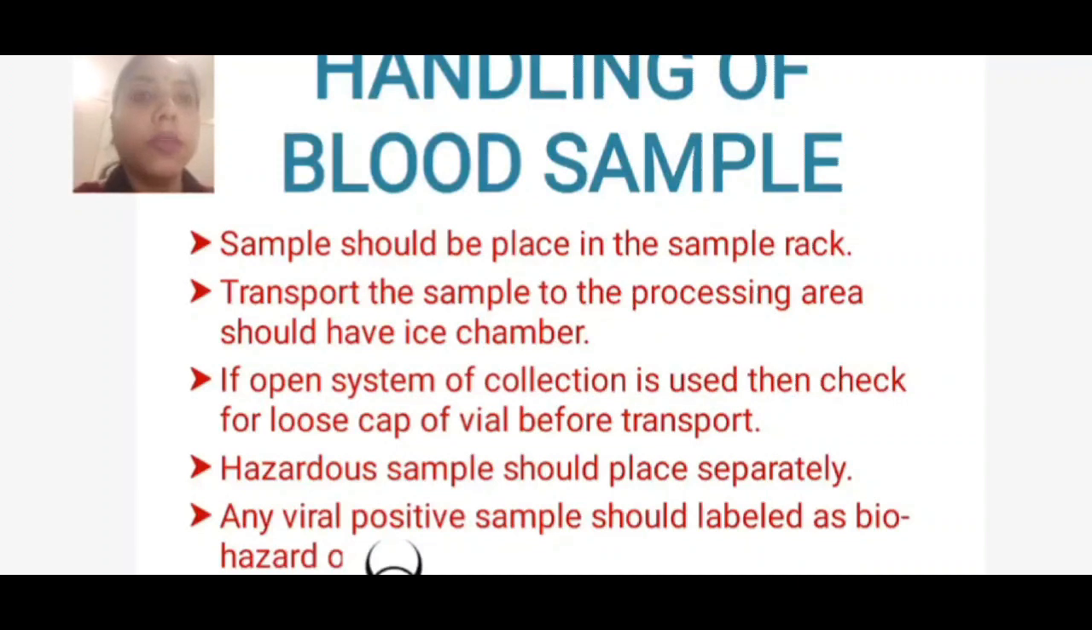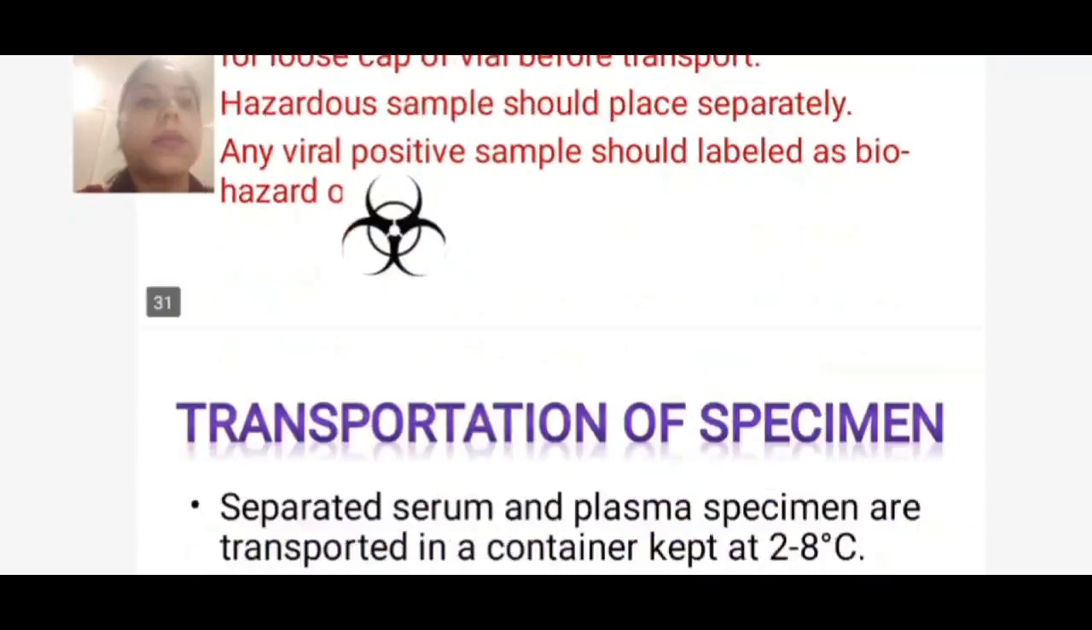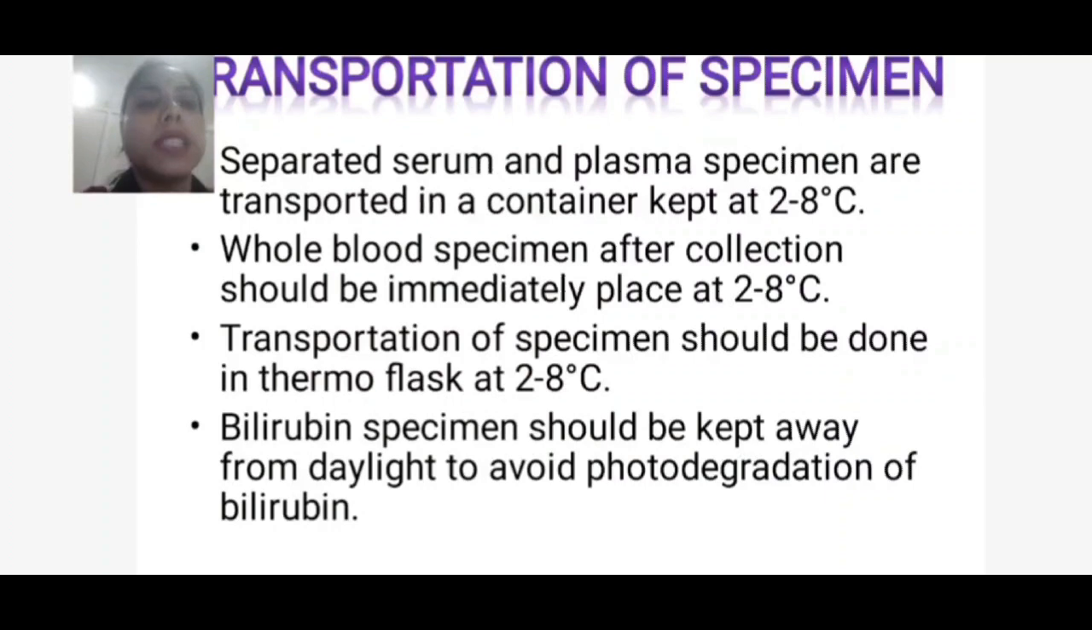In this video, we are going to learn about handling of the blood sample. So sample should be placed in a sample rack. Then transport the sample to the processing area, which should have an ice chamber. If an open system of collection is used, then check for loose cap before transport. Then hazardous samples should be placed separately. Any viral positive sample should be labeled as biohazard, which is very necessary for the prevention of any viral disease to other persons.